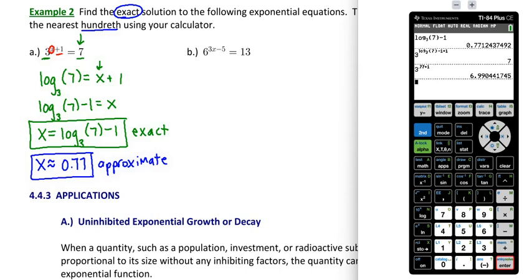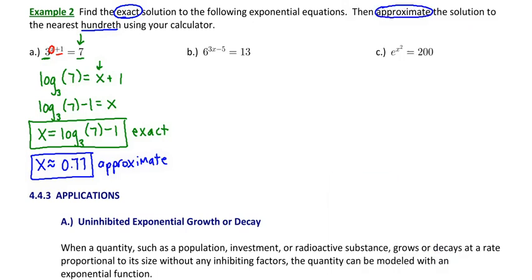So when we have a little bit of rounding error associated with our solution, it gives us a little bit of rounding error in the check. But you can see that both sides are so close that that gives you confidence that at least you have the correct approximate solution. Okay, let's try example B.